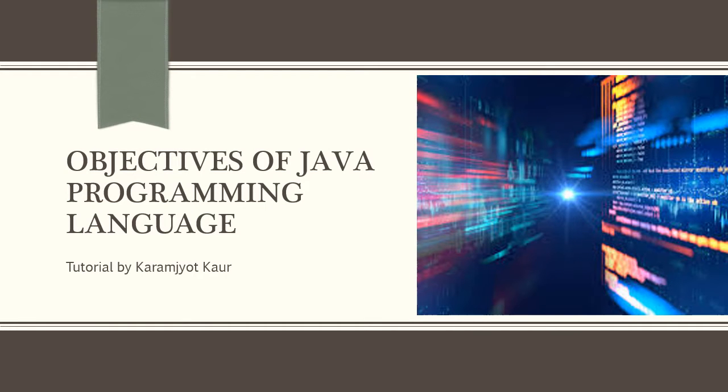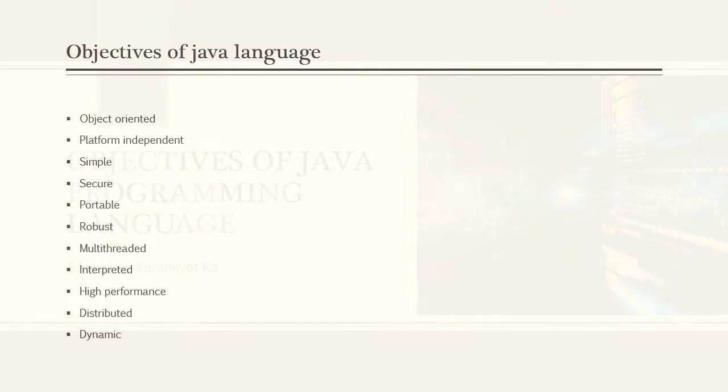So in this tutorial, I'm going to tell you about the objectives of the Java programming language. Okay, so here come the objectives of the Java language. First, it's object-oriented. What is object-oriented? Earlier, I have told you about that. It's a pure object-oriented language. Means it's very pure.